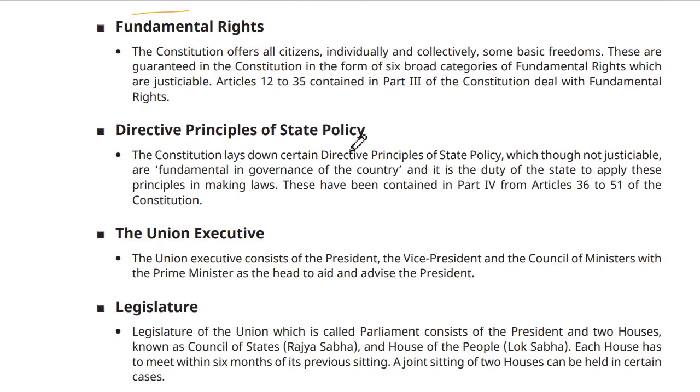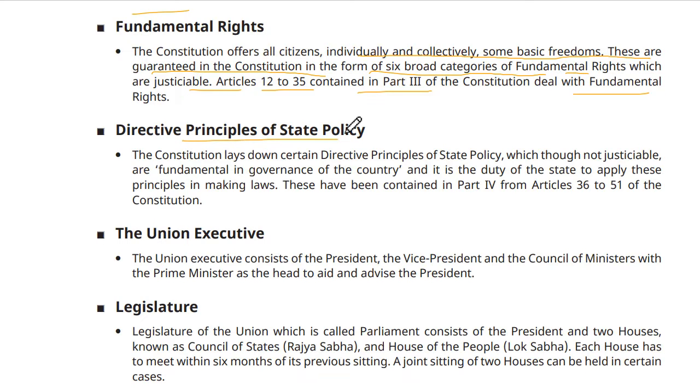Fundamental rights. The Constitution offers all citizens, individually and collectively, some basic freedoms. These are guaranteed in the Constitution in the form of six broad categories of fundamental rights which are justiciable. Articles 12 to 35 contained in Part 3 of the Constitution deal with the fundamental rights.